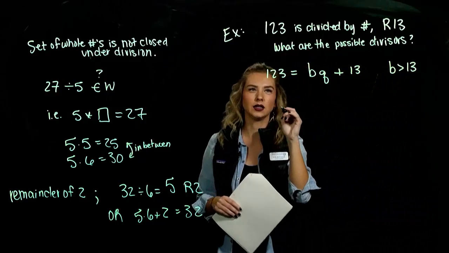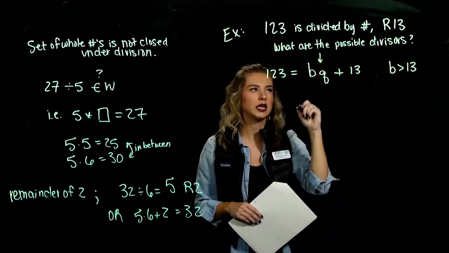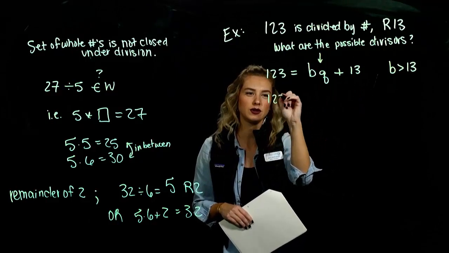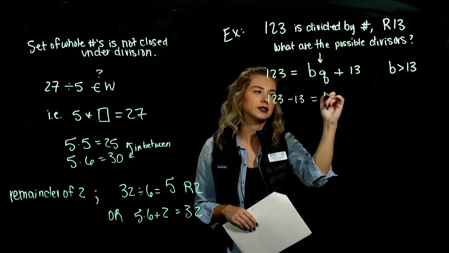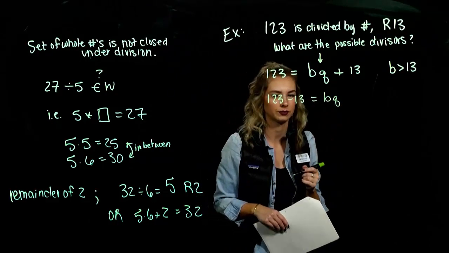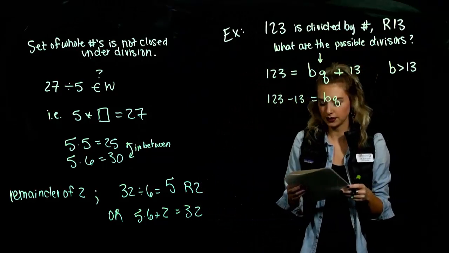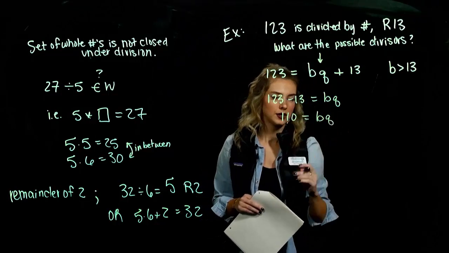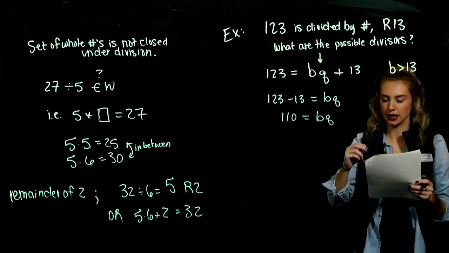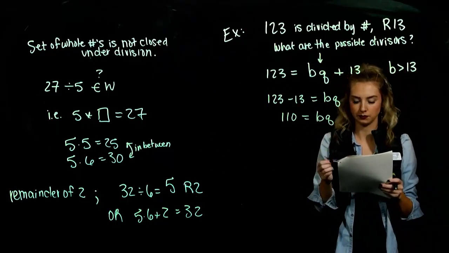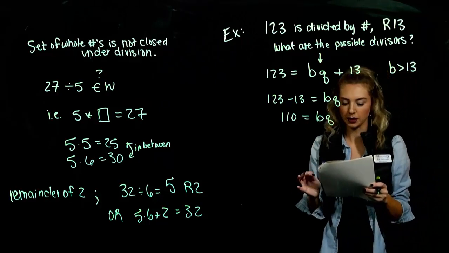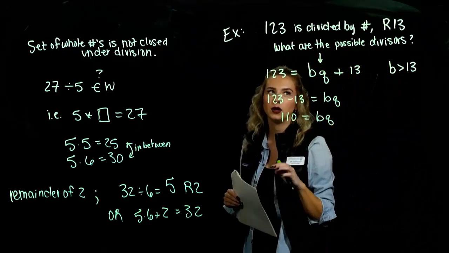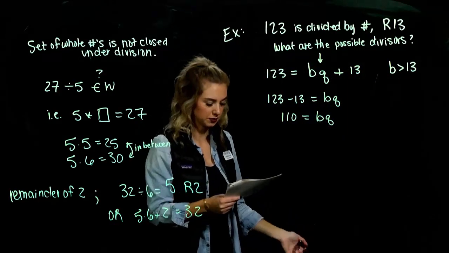So what does this tell us? If I want to solve for bq, how do we get rid of 13? We subtract it. So 123 minus 13 is going to be equal to bq. And 123 minus 13 produces what? 110. So two things being multiplied together produce 110. So a product of two numbers, and one of them has to be larger than 13 for this to happen. Otherwise, we could dip into the negatives.